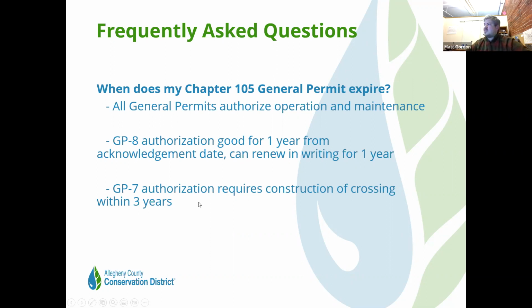The GP7 authorization requires construction of the crossing within 3 years. So once you receive GP3 authorization, so long as it's built within 3 years, it's good to go. If you get an issuance and then for whatever reason the thing doesn't get constructed and in year 4 you're looking to build it, you should reapply for permit coverage.